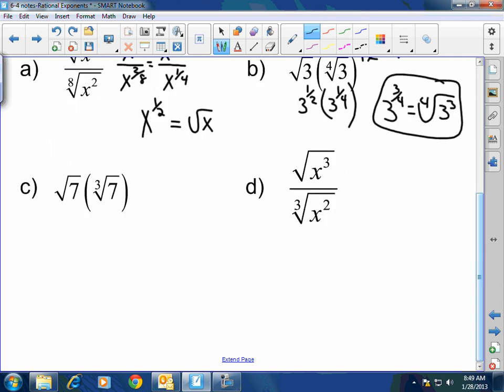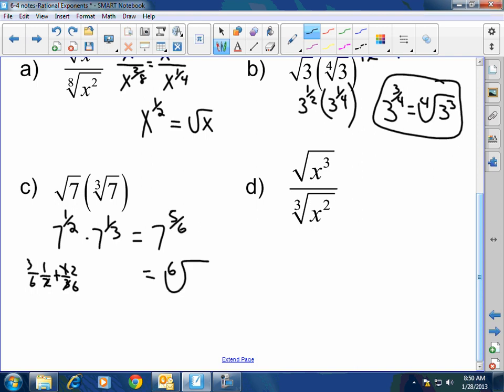Next, the square root of 7 times the cube root of 7. I can't do anything in this radical format. However, I can do 7 to the 1/2 times 7 to the 1/3. Have the same base, so I add the exponents. 1/2 plus 1/3. That goes to 6 and a 3. That goes to 6 and a 2. So 7 to the 5/6, or the 6th root of 7 to the 5th power. Either one of those.